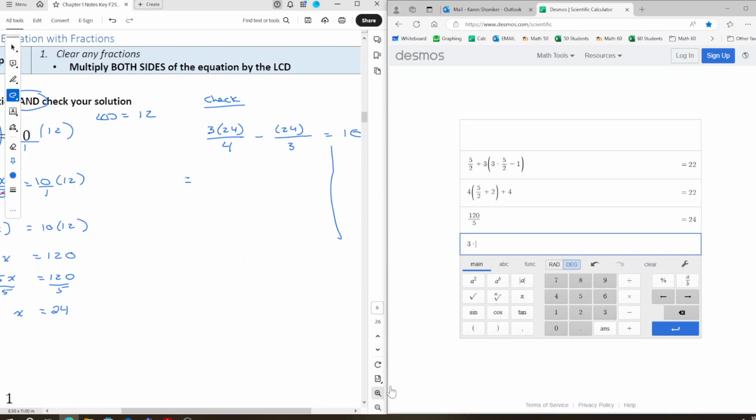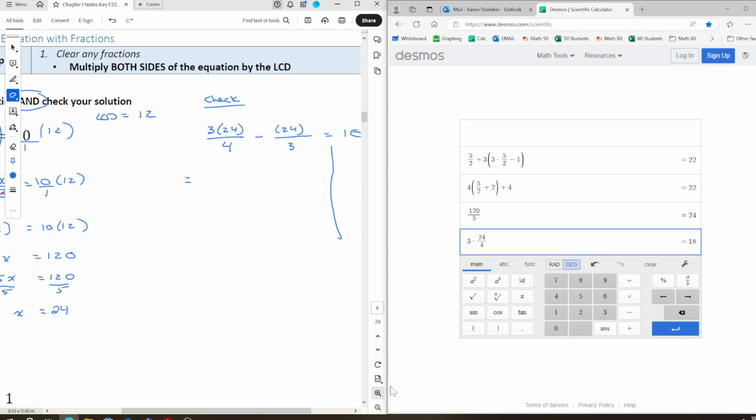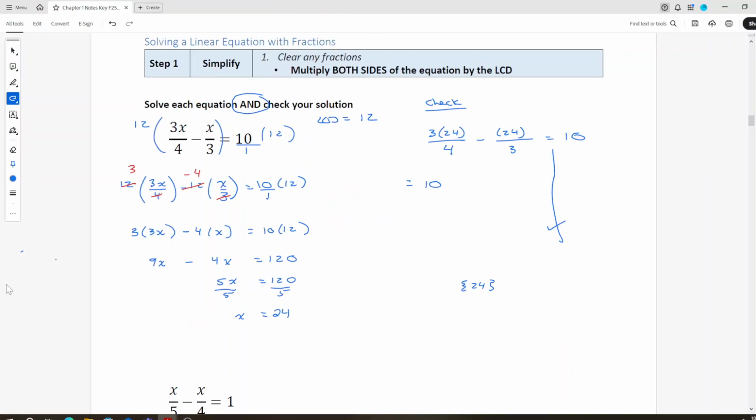This is 3 times 24 divided by 4 minus 24 divided by 3, which equals 10. Since left side is equal to right side, that means that 24 is my solution. Awesome. Let's try another one like that.